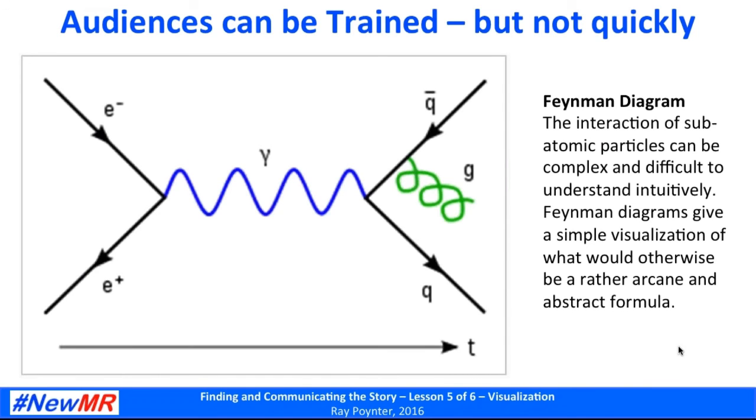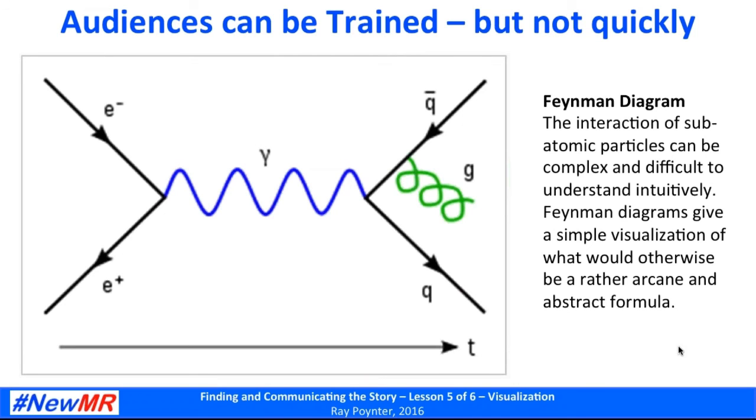This is probably the most important academic science diagram there is. It's a fantastic visualization for some people. It's called a Feynman diagram. Feynman was a Nobel Prize winner, an American physicist, super genius. And before him, as you can read on the right-hand side, the interaction of subatomic particles can be complex and difficult to understand intuitively. A simple visualization replaces rather arcane abstract formula. But to most of us, that is meaningless.